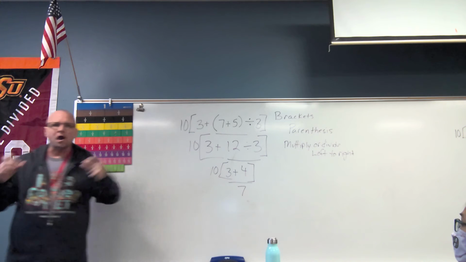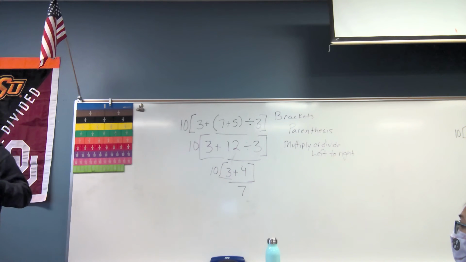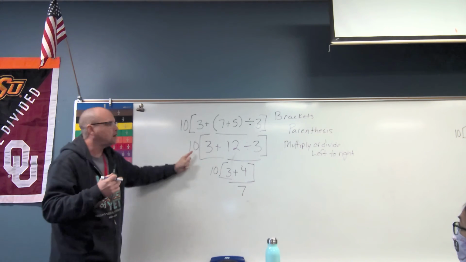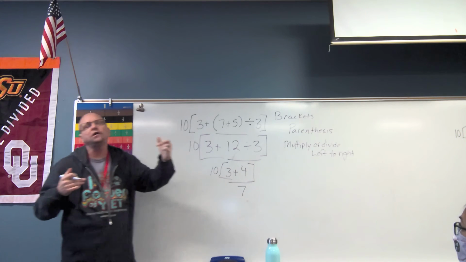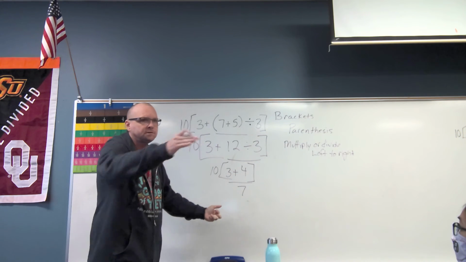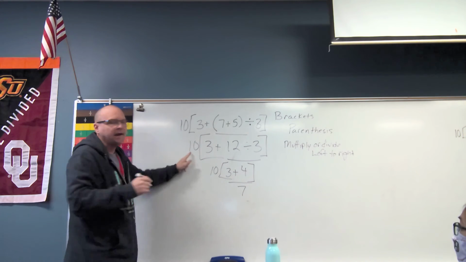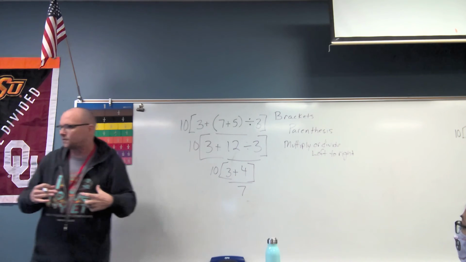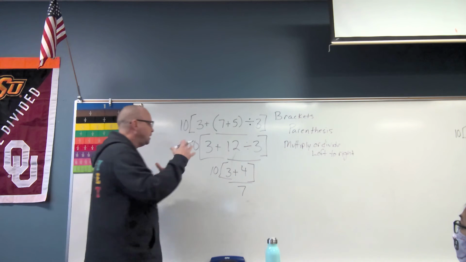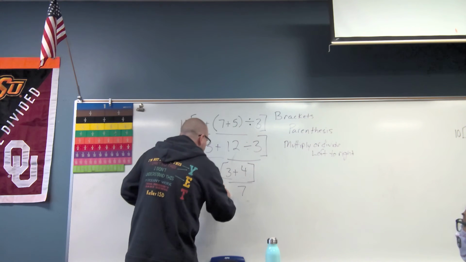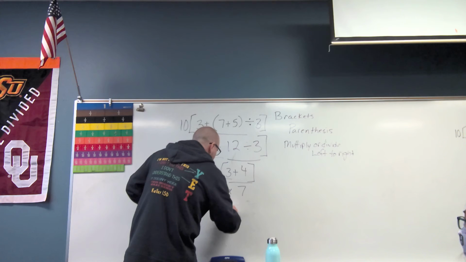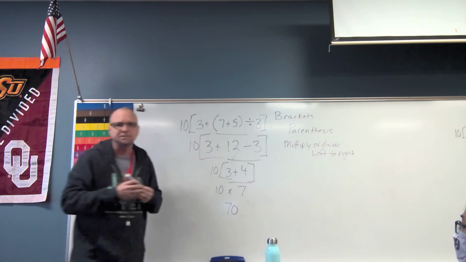Now this 10 is right next to the brackets. It's right next, and there's not a sign. So what do I possibly do? We multiply. If it's right next to the brackets or it's right next to the parentheses, you multiply it by whatever you have. So now I have 10 times 7, which is going to give me my answer of 70.